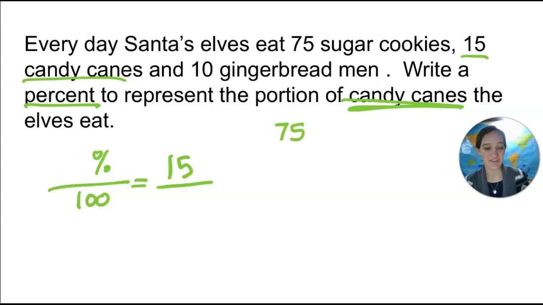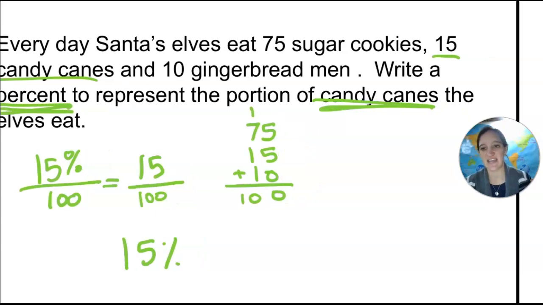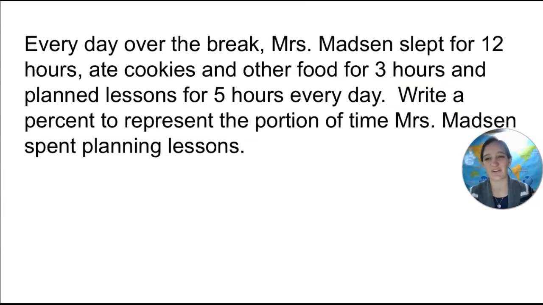We can figure it out. We've got 75 sugar cookies, 15 candy canes, and 10 gingerbread men. We add all that up. Oh, awesome, it's 100. So 15 out of 100 is the same thing as 15%. So we're going to say 15% is the portion that candy canes make up of what the elves eat every day. Sounds a little tricky, so let's maybe do another example like that. See if you can do this one on your own now.